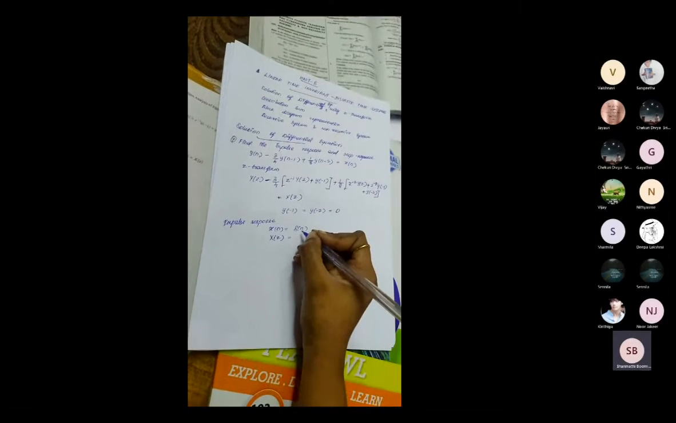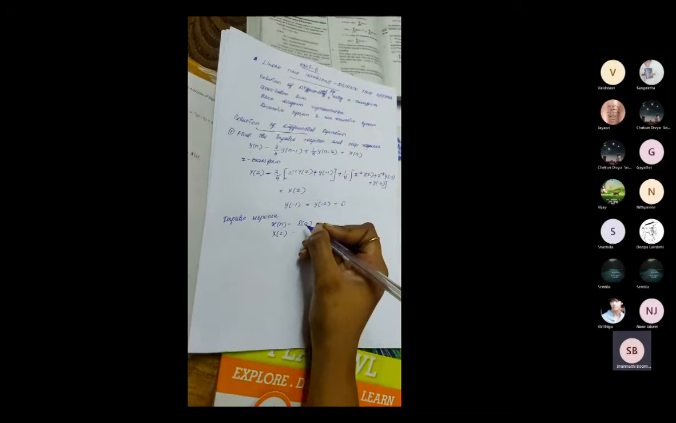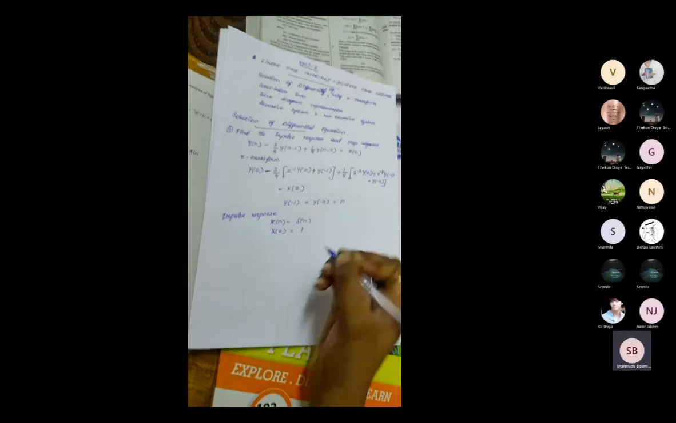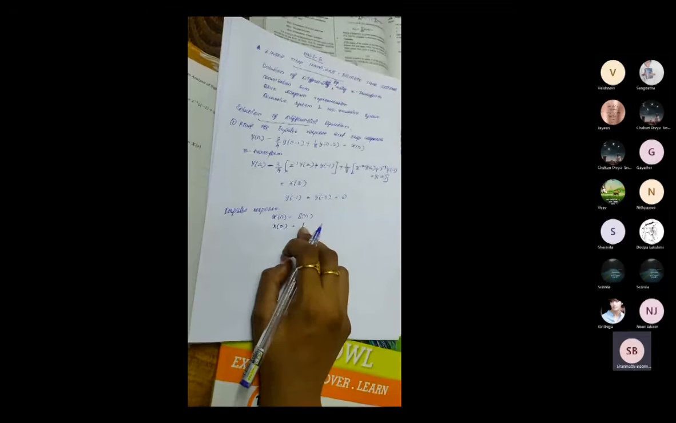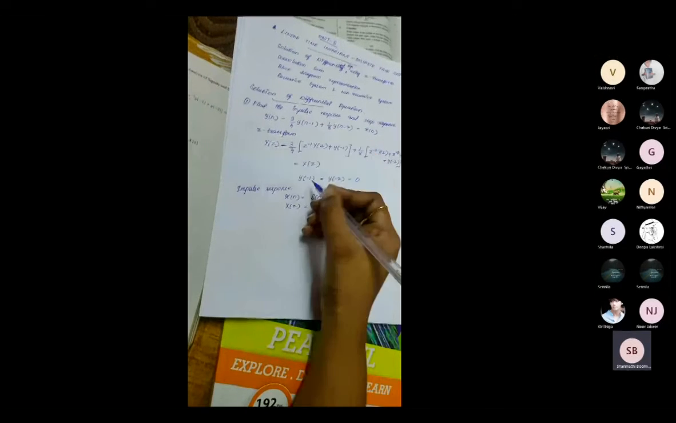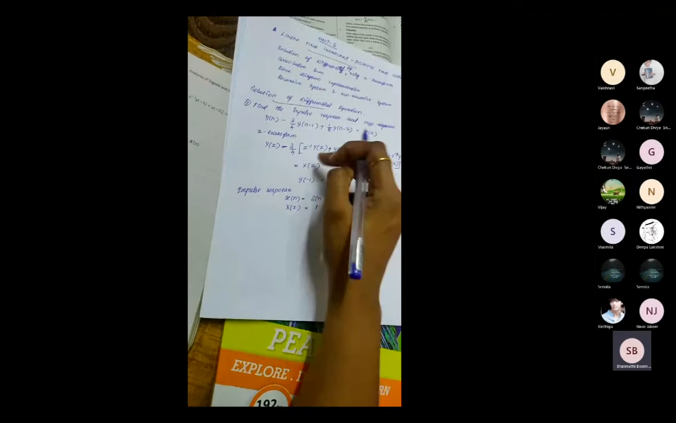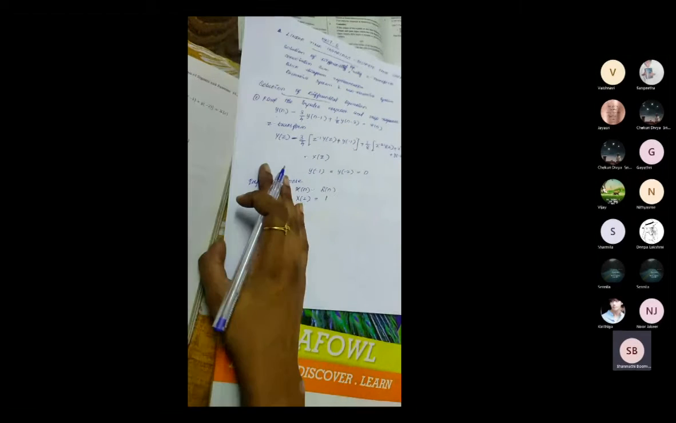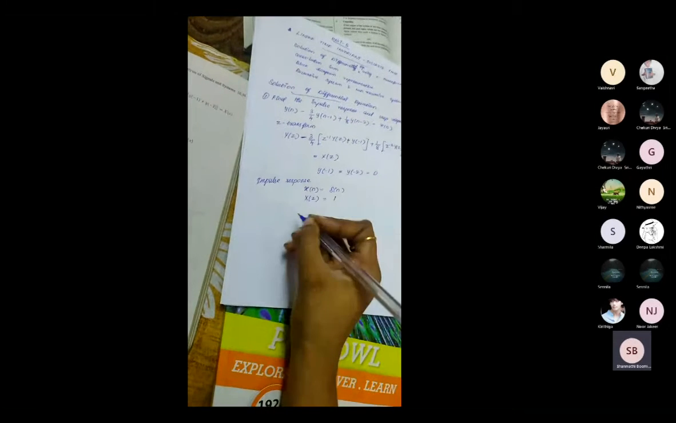What will you get when you take the transform of the impulse signal? Yeah. So if you're taking the z transform, it will become 1. Okay. Then substitute all the values, all your initial conditions and your x of z value. So this is your x of z.